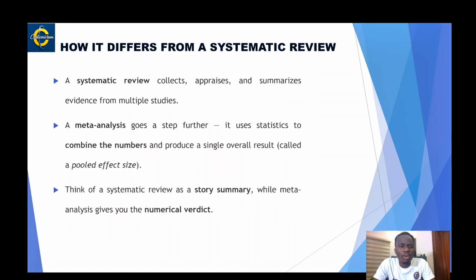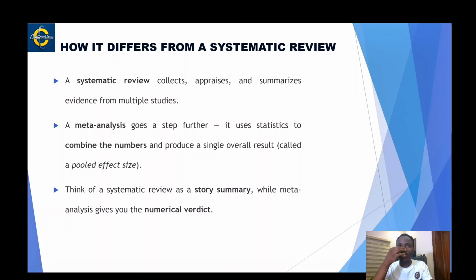Now the question might be, how does it really differ from a systematic review? A systematic review collects, appraises, and summarizes studies from multiple studies. Meta-analysis does likewise, but it goes a step further by using statistics to combine numbers and produce a single overall result. So don't worry. Everything I'm talking about is going to be very easy. You're going to watch how I practice this and use real-time research questions to explain this, okay?